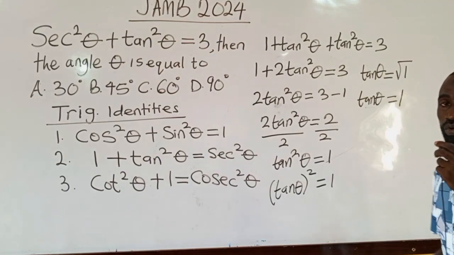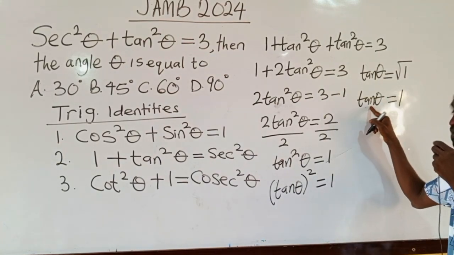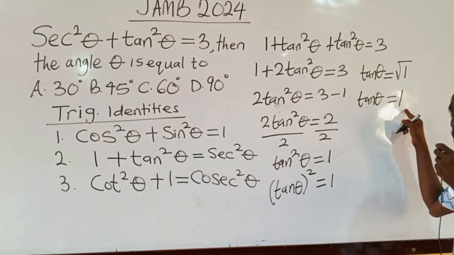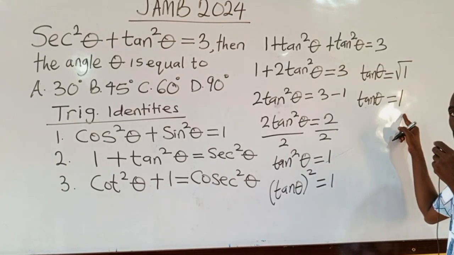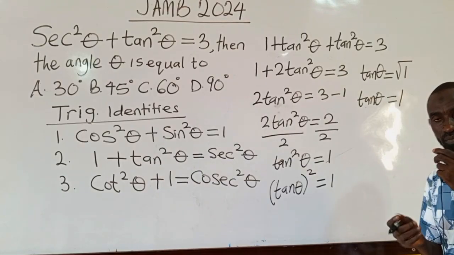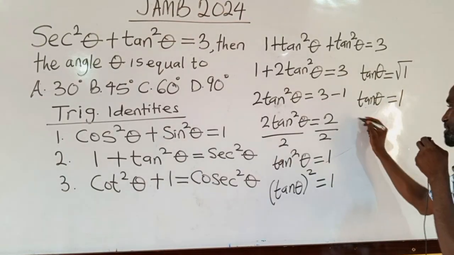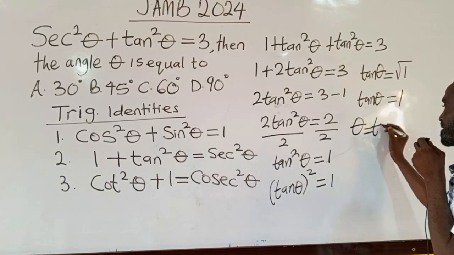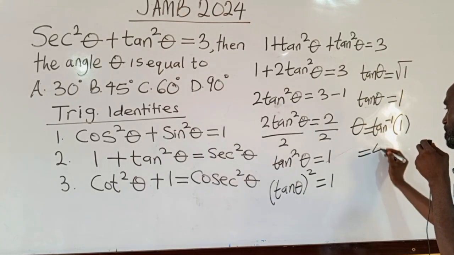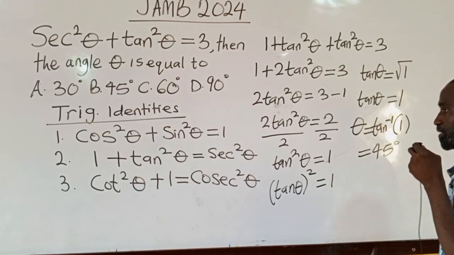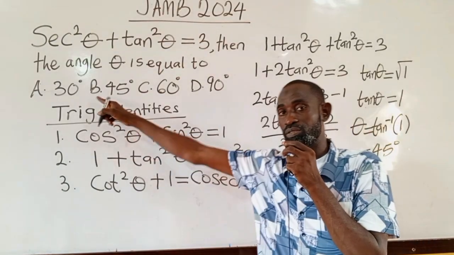So what angle is tan to be 1? Which angle is tan to be 1? That is angle what now? 45, because tan 45 is equals to 1. So we now say our theta is equals to tan inverse of 1. And that will give us 45 degrees. So the correct option is option B.